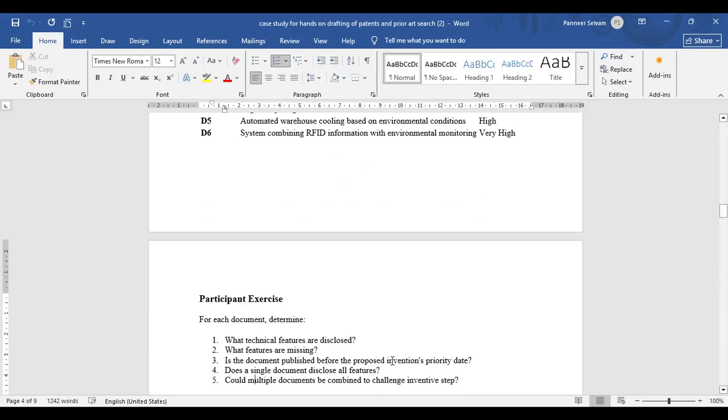Sorry, let me reframe the question in another way. Was the document published before the proposed invention's priority date? Does a single document disclose all the elements of the proposed claim? The participant should also consider whether multiple prior art documents would potentially be combined when analyzing the inventive step.